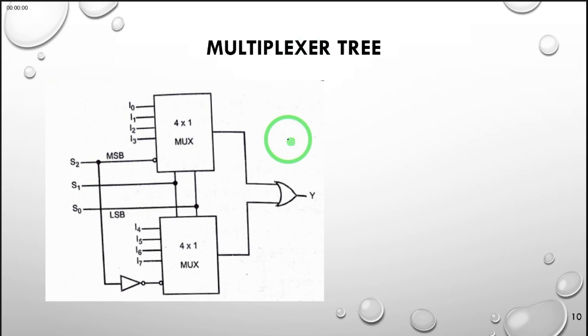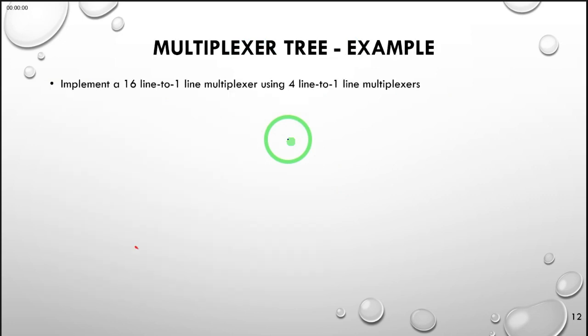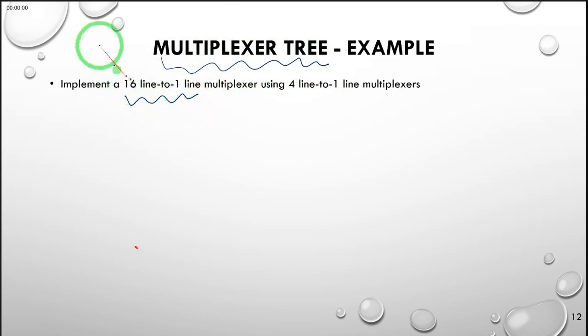example. We are told to implement a 16 line to 1 line multiplexer using 4 line to 1 line multiplexers. So that is another complex example of a multiplexer tree, but it is something doable whereby we want to achieve a higher order multiplexer function, and yet we have sufficient or adequate low order multiplexers. So how would we do this?